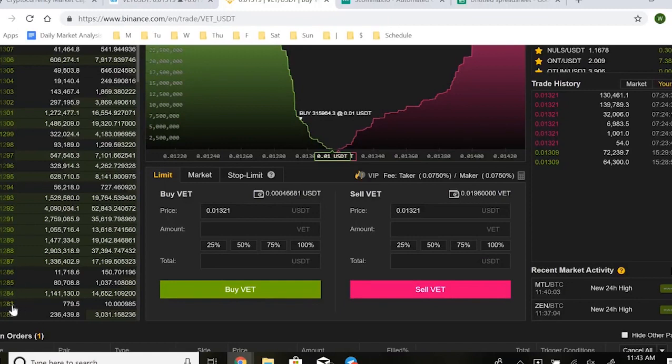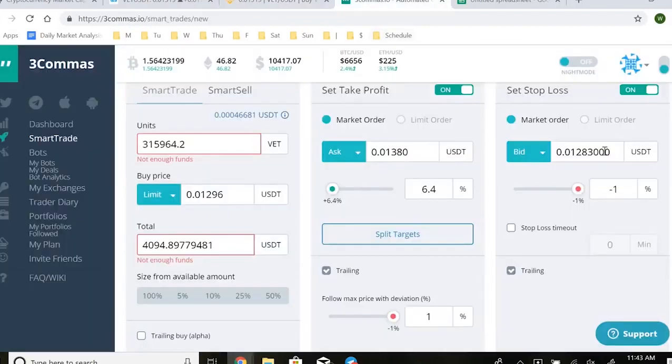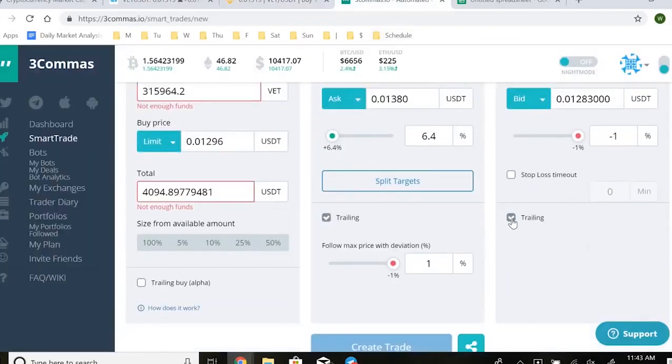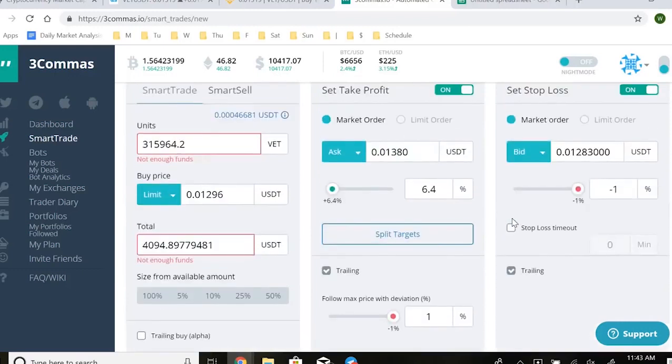So 1283 would actually be down here under all these buy orders, which is great. I have that set, and then I'm going to select trailing stop loss. This is something you cannot do with Binance, but is really needed, honestly.